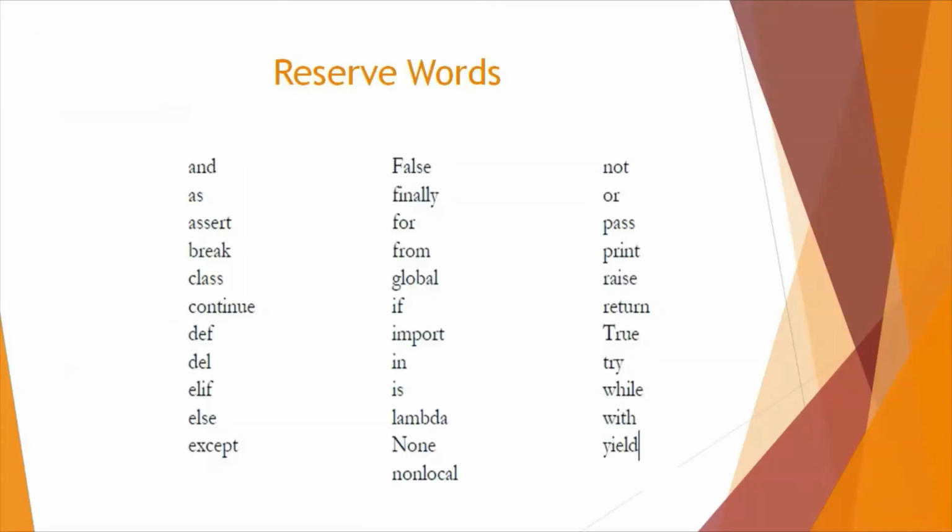So these are some reserved words which you can't use for declaring variable names that are and, as, assert, break, class, continue, def, del, elif, except, else, false, finally, for, from, global, if, import, in, is, lambda, none, non-local, not, or, pass, print, raise, return, true, try, while, with, yield. These are some reserved words which you can't use for declaring variable names.